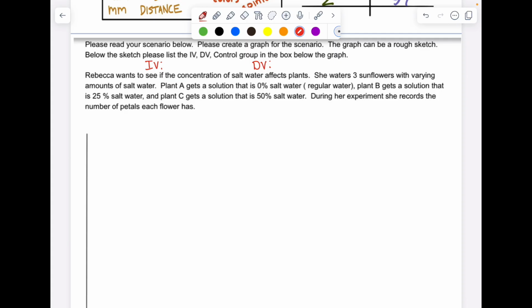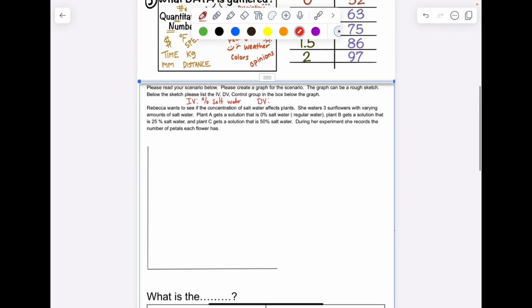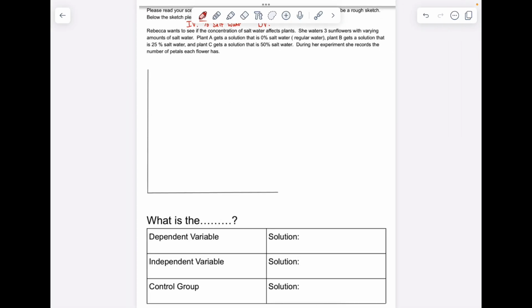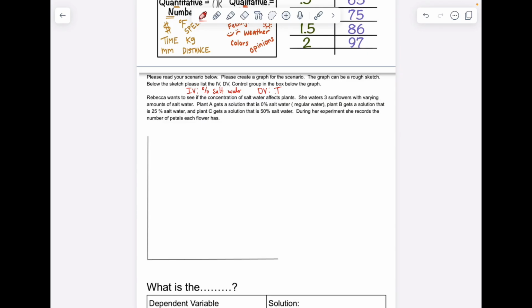y axis. So our independent variable is what the scientist changes. So Rebecca changed the percentage of salt water that the plants were getting, and for the dependent variable, she recorded the number of petals that the plant had. So for this experiment, we need to remember that the independent variable is going to go on the x-axis, and the dependent variable is going to go on the y-axis.